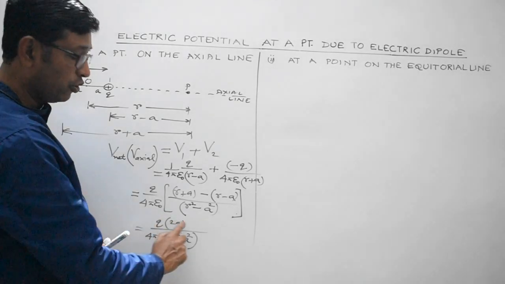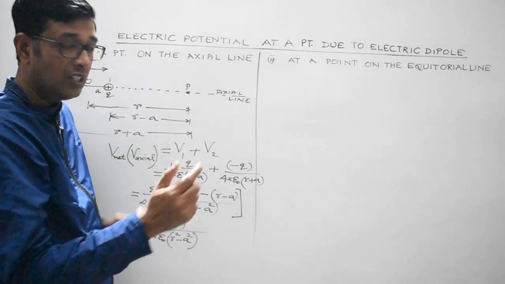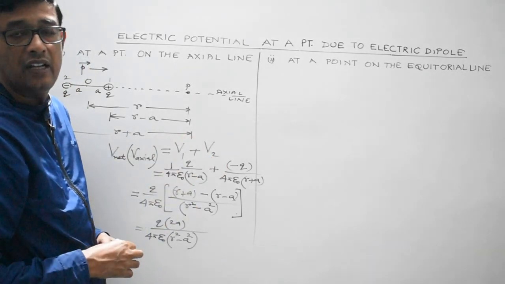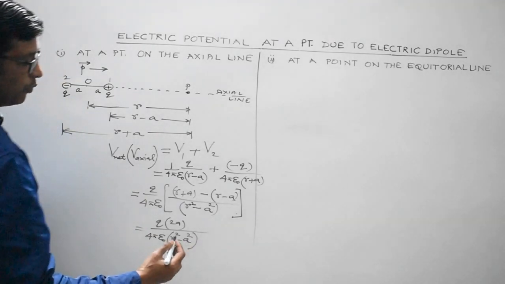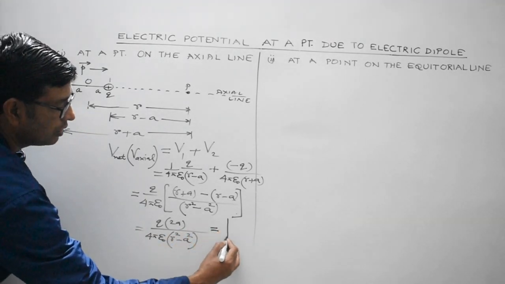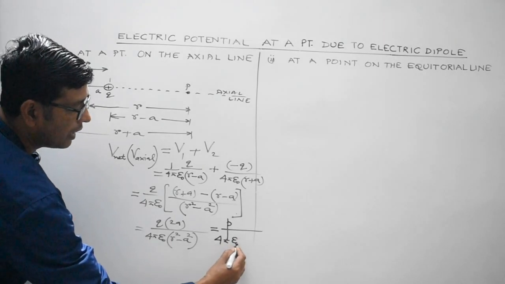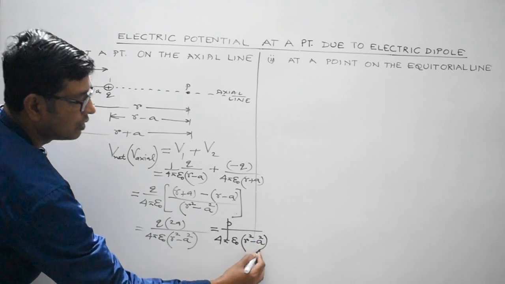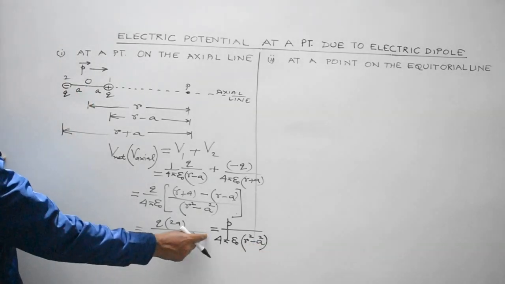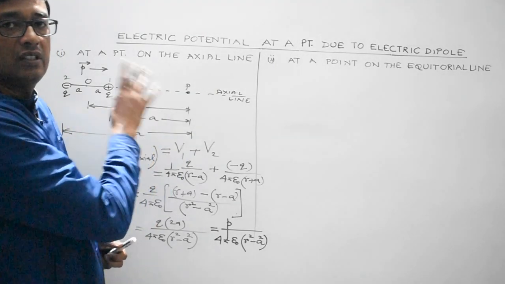Do you remember this q into 2a? This is the product of the magnitude of either of the charges and the distance between them, and it is known as dipole moment. So in terms of dipole moment, the expression would be P divided by 4 pi epsilon into r square minus a square. This is the expression for the potential at any point on the axial line due to an electric dipole.